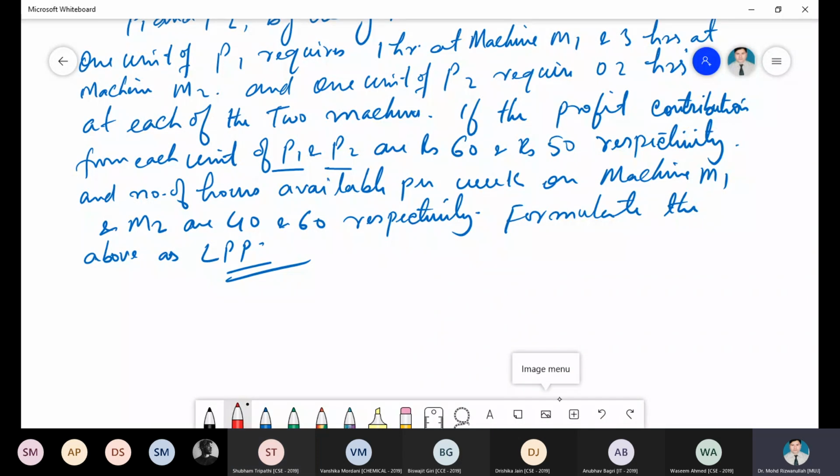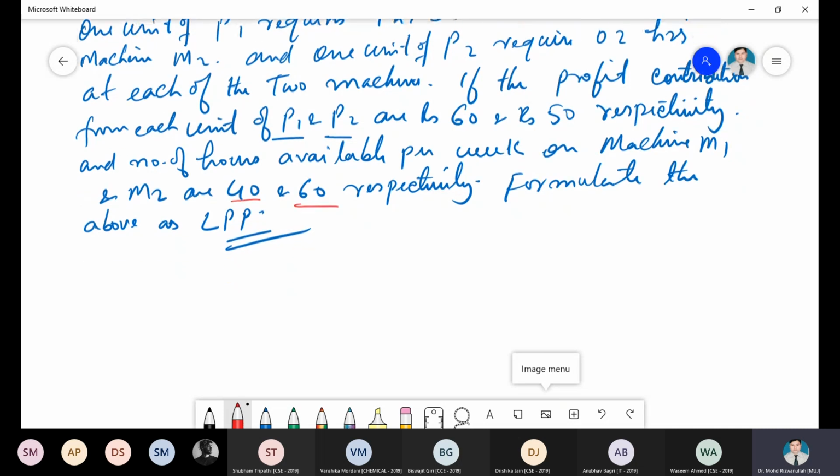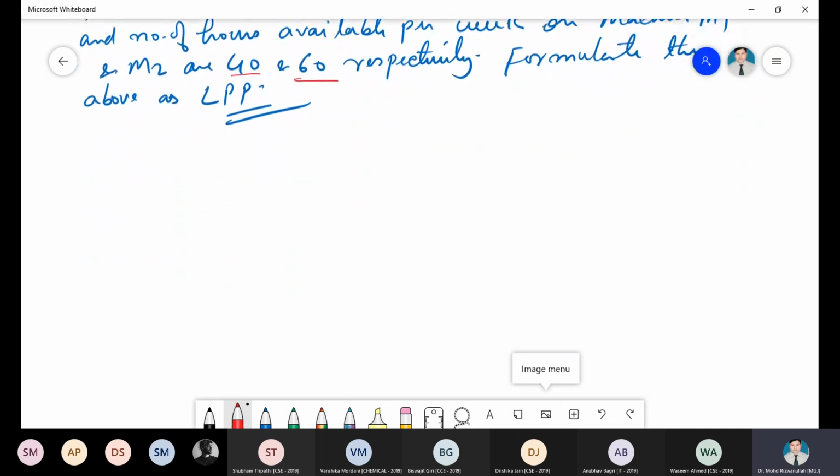Okay. Fine. So the number of hours available per week on machine M1 and M2 are 40 and 60 respectively. So these are the constraints or the limitations that we have. Then we have to formulate the above as LPP. So how to formulate? I'm giving you a very simple idea because the next question we'll try to do.